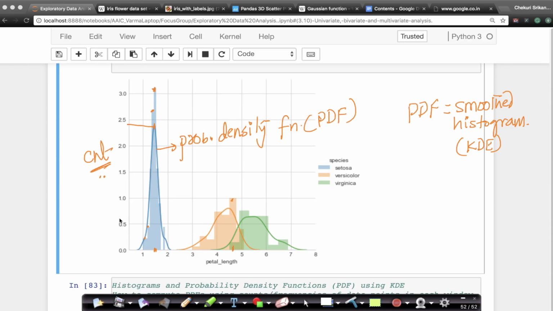Histograms represent how many points exist for each value on your x-axis. A histogram is basically an XY plot where the x-axis has the values corresponding to the variable you're interested in, which is petal length in this case, and the y-axis represents how many times you find a data point corresponding to a given petal length.